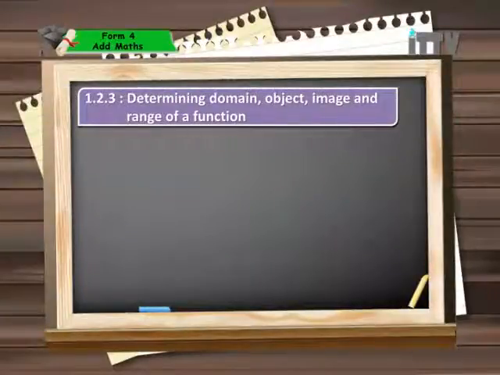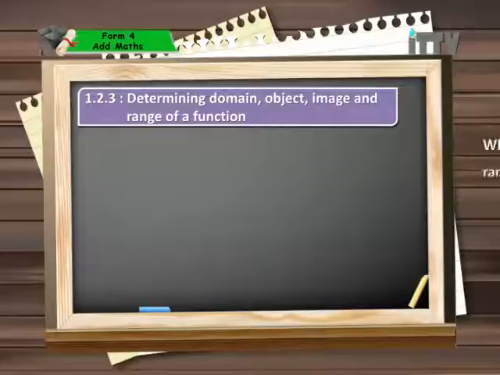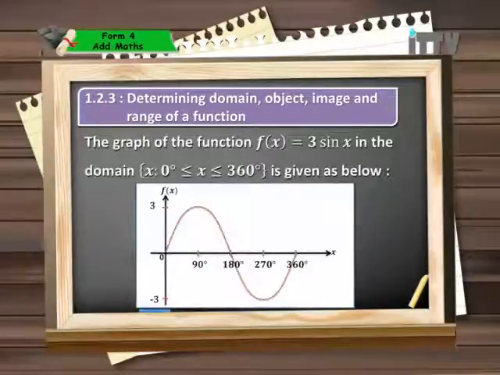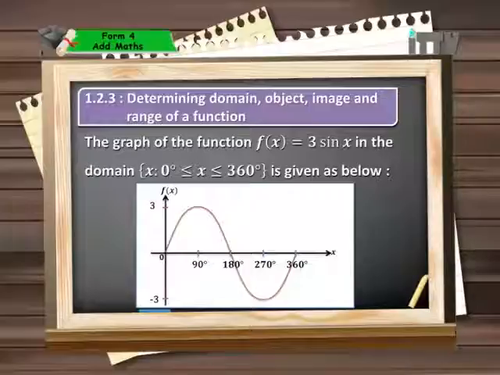Determining the domain, object, image, and range of a function. When a function f(x) is given with its domain, the range can be determined by sketching the graph. Take a look at this illustration. The graph of the function f(x) = 3 sin x in the domain where x is any value from 0 degrees to 360 degrees is given as below.